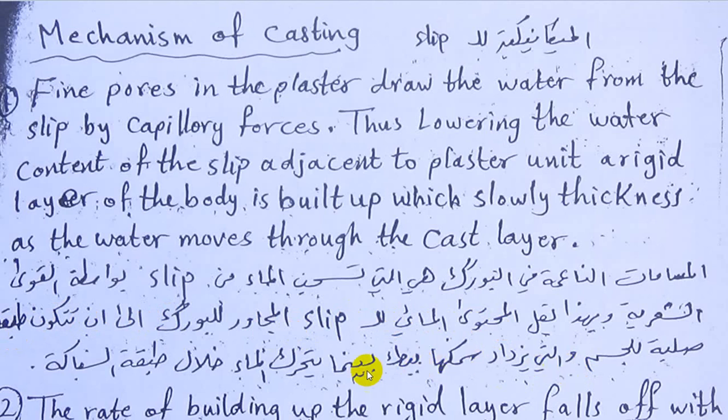Will have increased thickness slowly while the water is moving throughout the casting layer, until a rigid layer of the object will be formed. Or rigid layer of the article will be formed here with increasing thickness slowly while the water is moving through the casting layer. Built up slowly in thickness as the water moves through the cast layer.